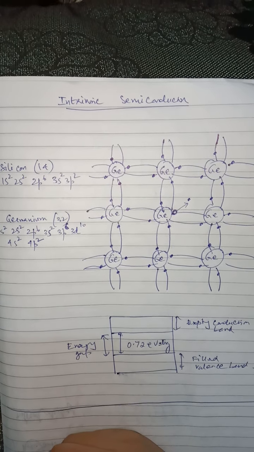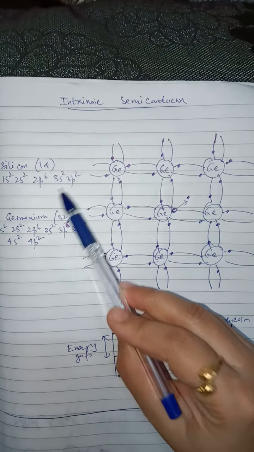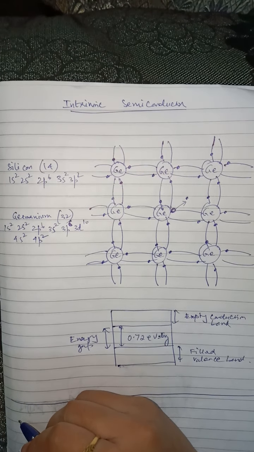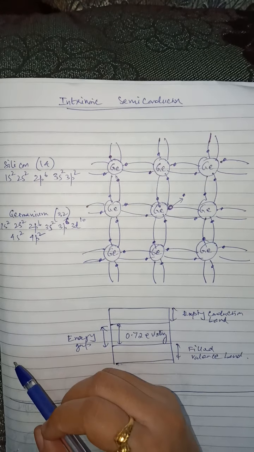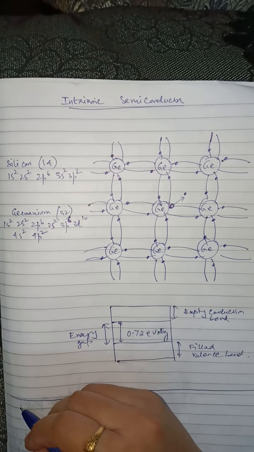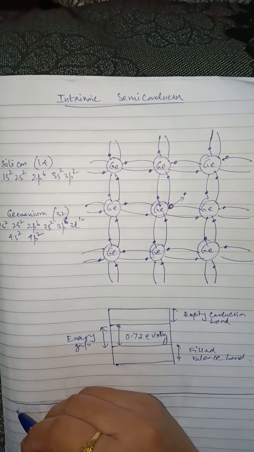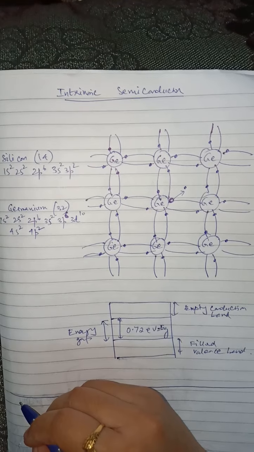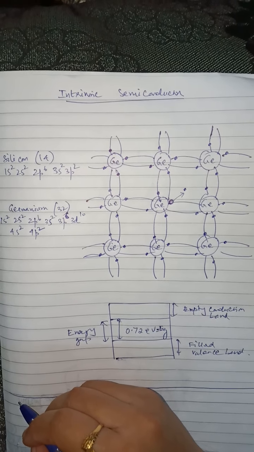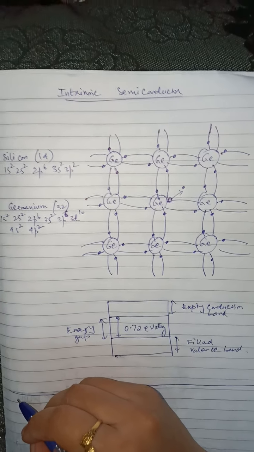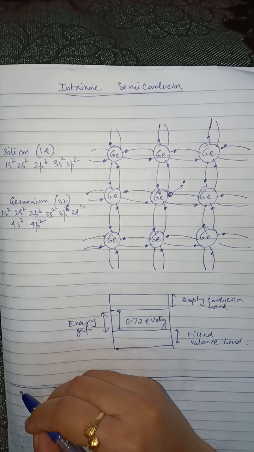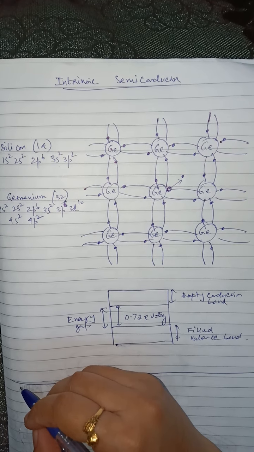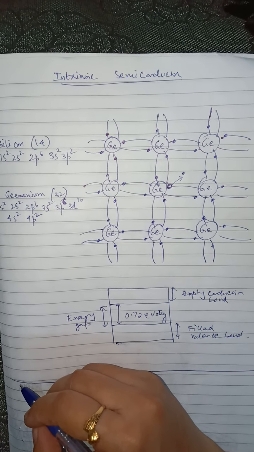So what you see over here is that both for silicon and for germanium, in the valence shell, the outermost shell, which is the third shell in the case of silicon and the fourth shell in the case of germanium, there should have been 8 electrons as per the octet rule, but actually there are 4 electrons only, which means that both silicon and germanium are short of 4 electrons in order to complete the octet rule, or in order to have 8 electrons in their outermost shell.